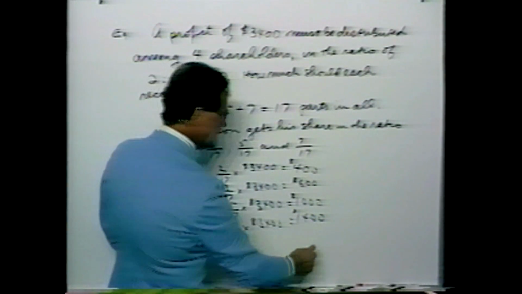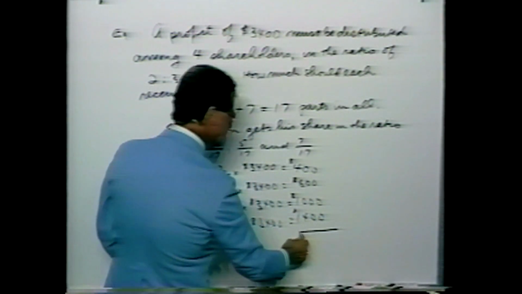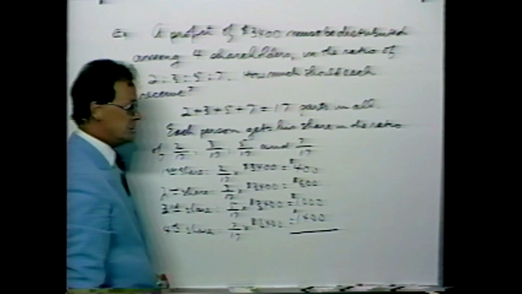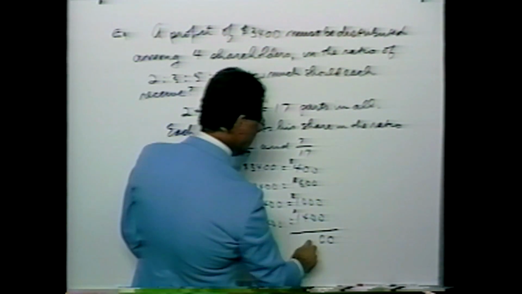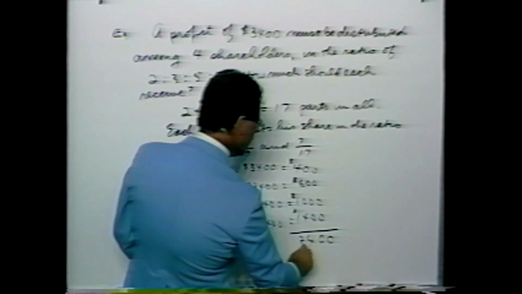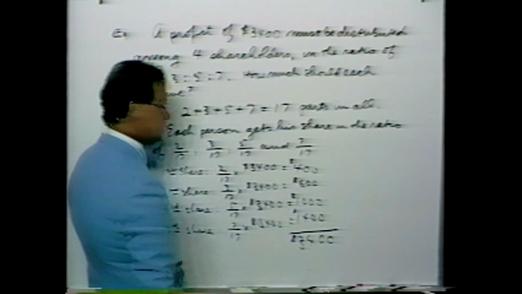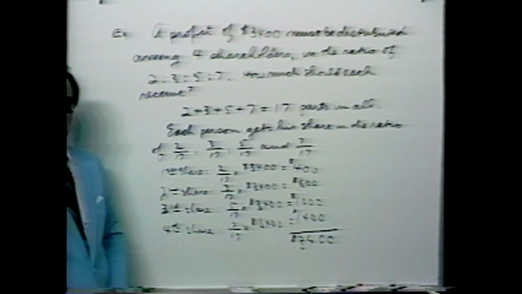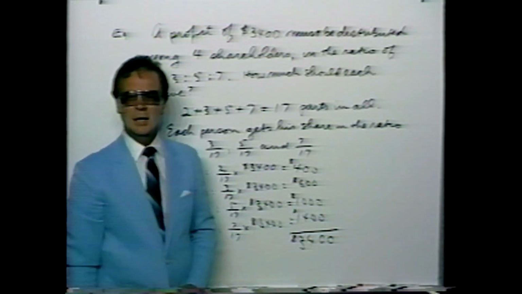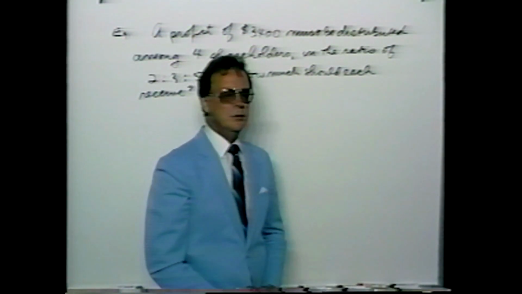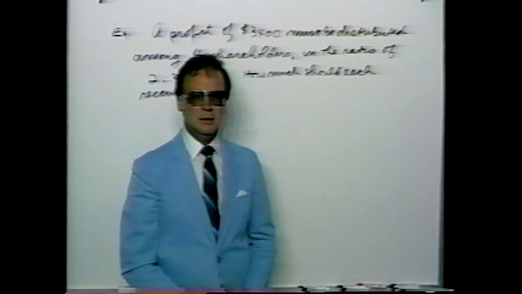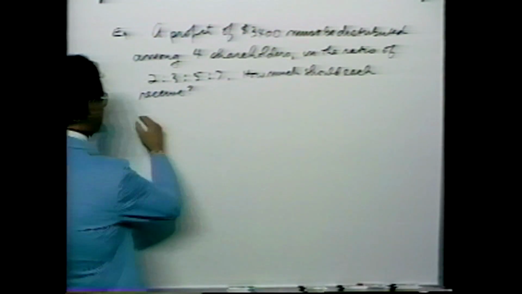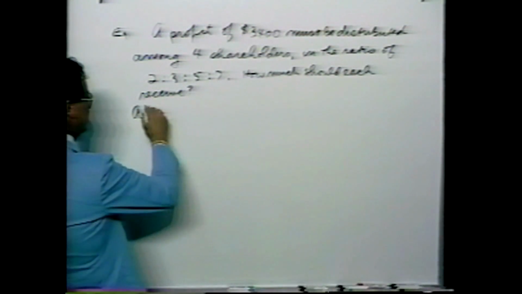You will notice that if I take the sum of each person's share here, the amount is equal to $3,400, which is what it should be. That means all of the profits have been distributed. I want to do the same problem over again, but using a different method. So here is an alternate solution.